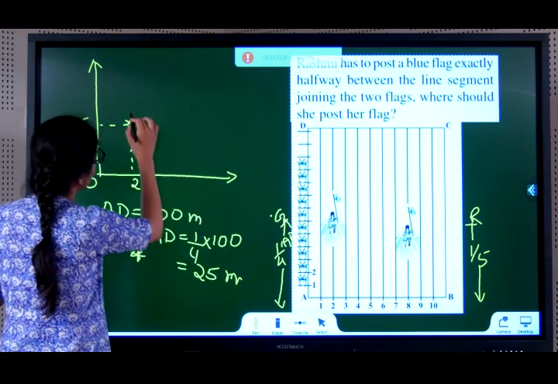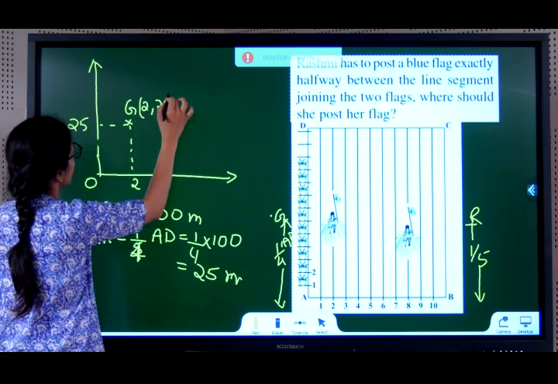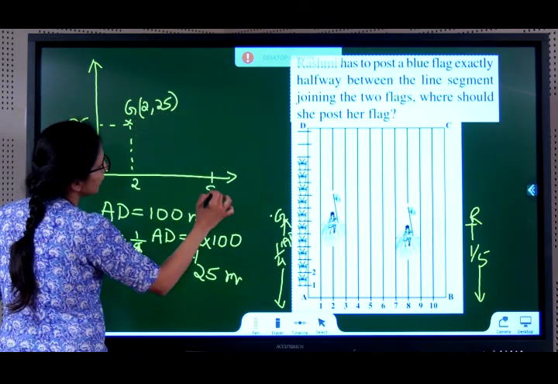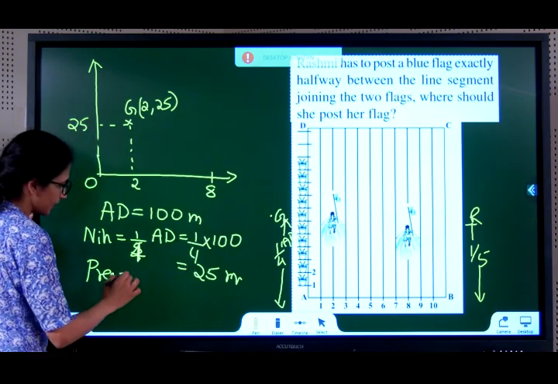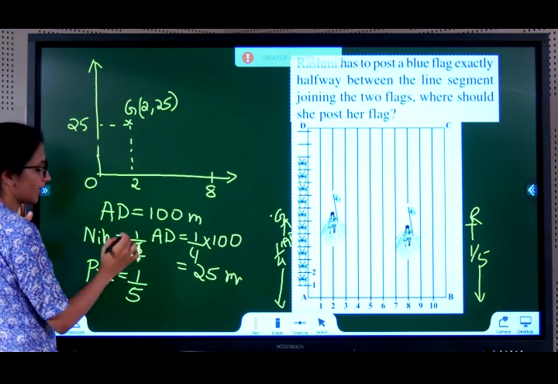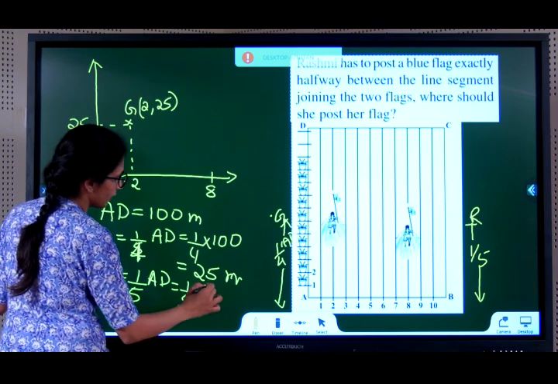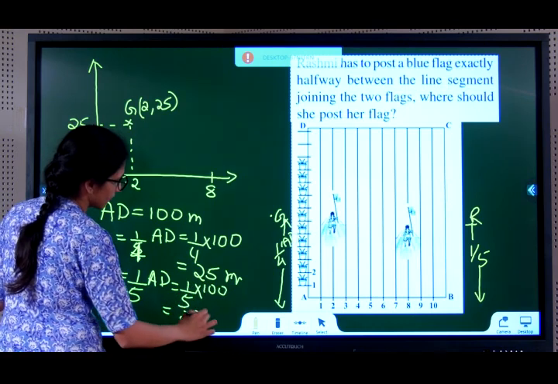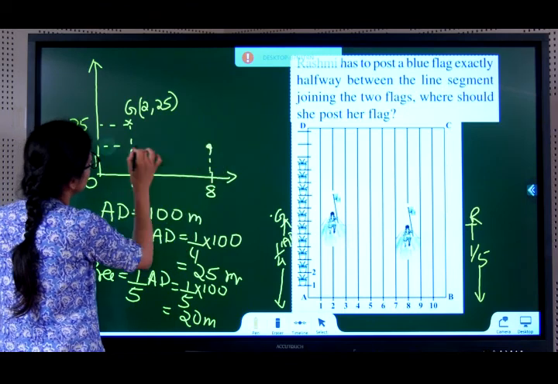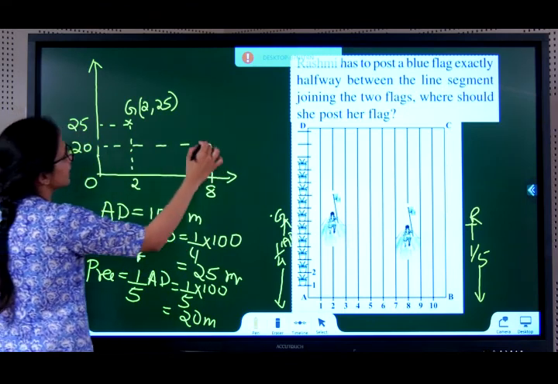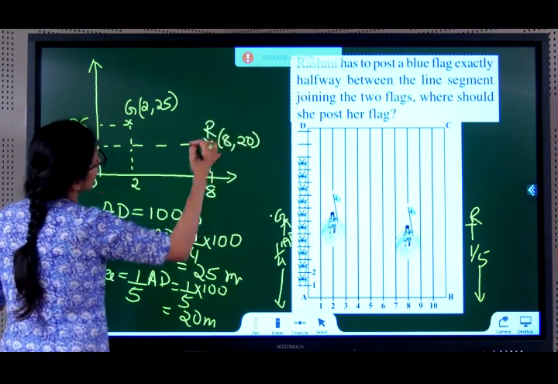Niharika placed a green flag, so this green flag is at coordinate 2, 25. Preet ran on the 8th line, but she ran 1/5 of AD. 1/5 of 100 is 20, so she ran only 20 meters. So this coordinate here is 8, 20. Which color flag? Red color flag.